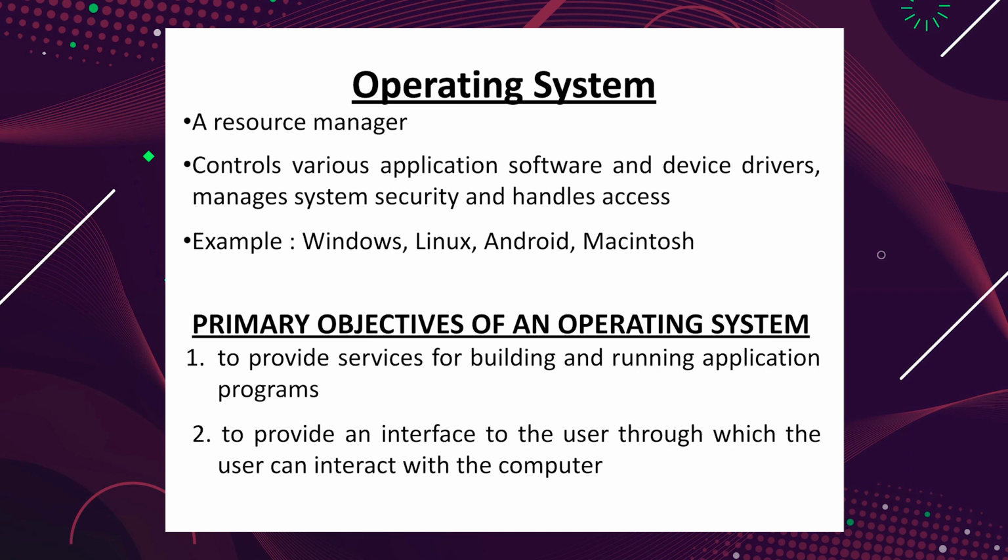The second objective of the operating system is to provide an interface between the user and the computer, through which the user can interact with the computer. A user interface is a software component which is a part of the operating system and whose job is to take commands or inputs from a user for the operating system to process. Now, we will explore different types of operating system user interface.